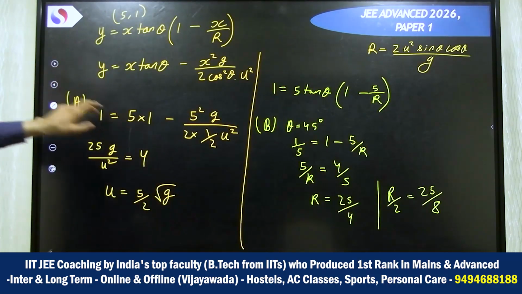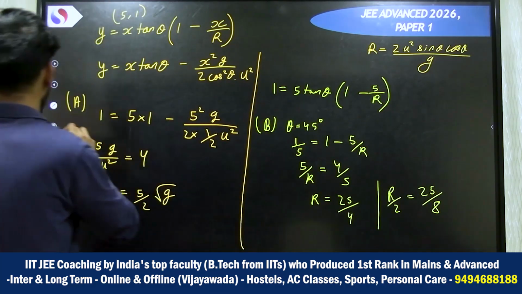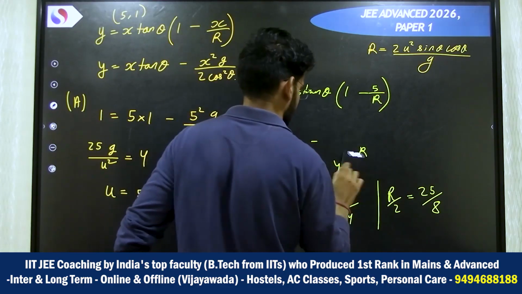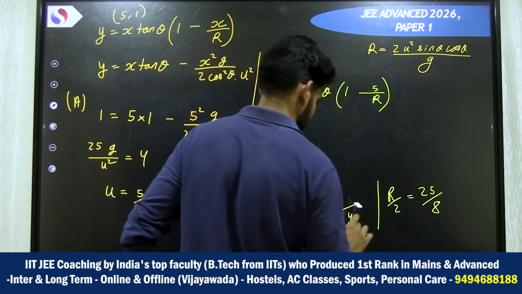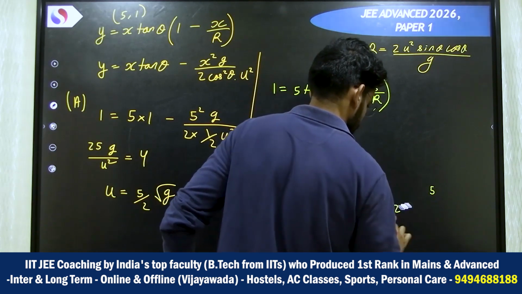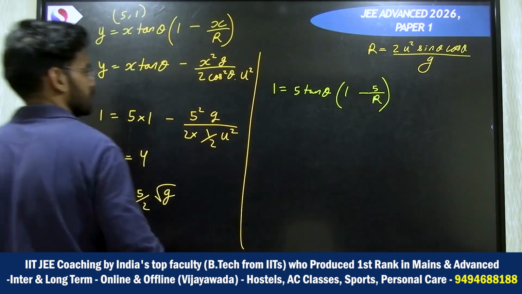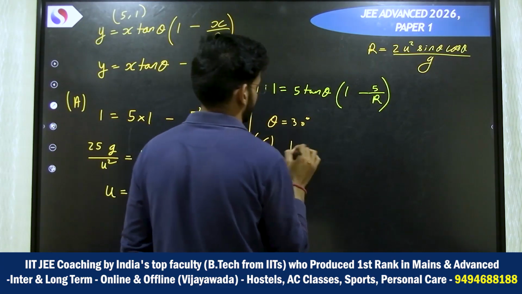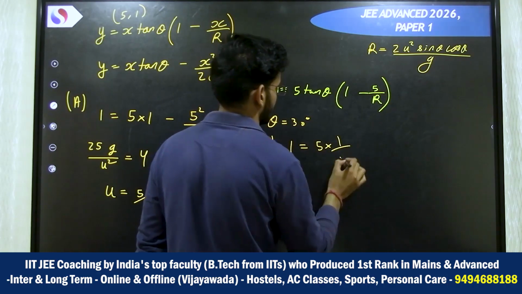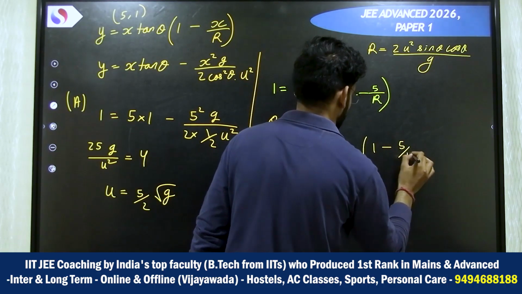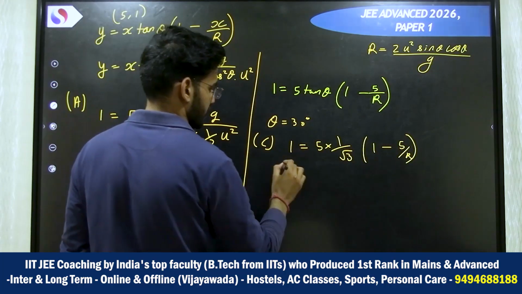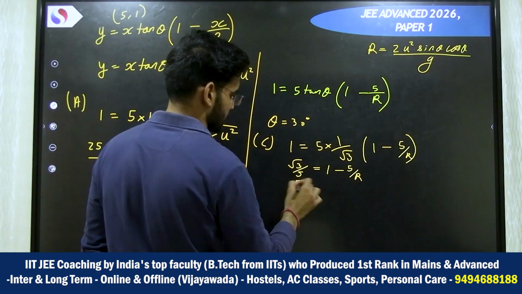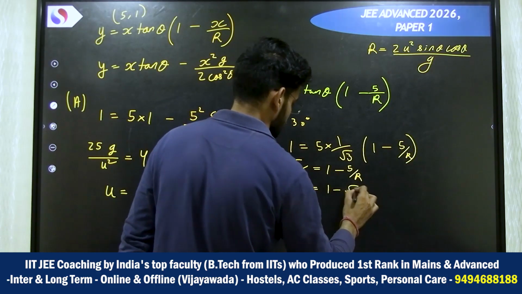So if theta equals 30 degrees, if I put 30 degrees here, I can rough it out, right? Let me solve here only. Okay, see, theta equal to 30 degrees. So if you put theta 30 degrees in option C, 1 is equal to 5 into tan 30, which is 1 by root 3, into 1 minus 5 by r. And this is root 3 by 5 is equal to 1 minus 5 by r. A little bit difficult calculation. So 5 by r is equal to 1 minus root 3 by 5.